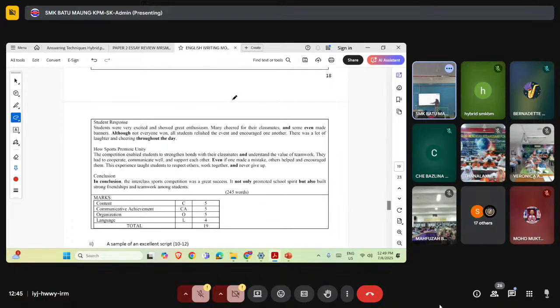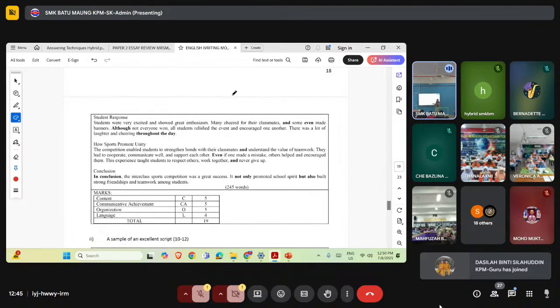Okay. See? Only for the language. But if you have a good vocab language, sentence structure, all the 3 sentence structures, variety of structures, plus less common lexis, this is what you get. Okay? I think you can read it on your own later.